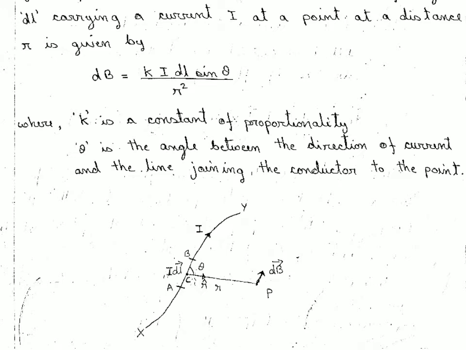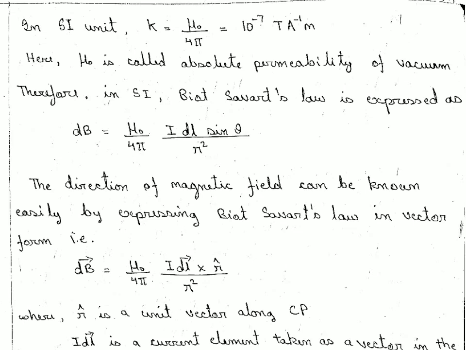So according to Biot-Savart's law, the magnetic field at point P is given as k I dl sine theta divided by r square. Now this is just the magnitude, where your k here, in SI unit, is equal to mu naught by 4 pi, and this is equal to 10 to the power minus 7 Tesla meter per ampere. Now Tesla is the unit of magnetic field, and here mu naught is called the absolute permeability of vacuum.